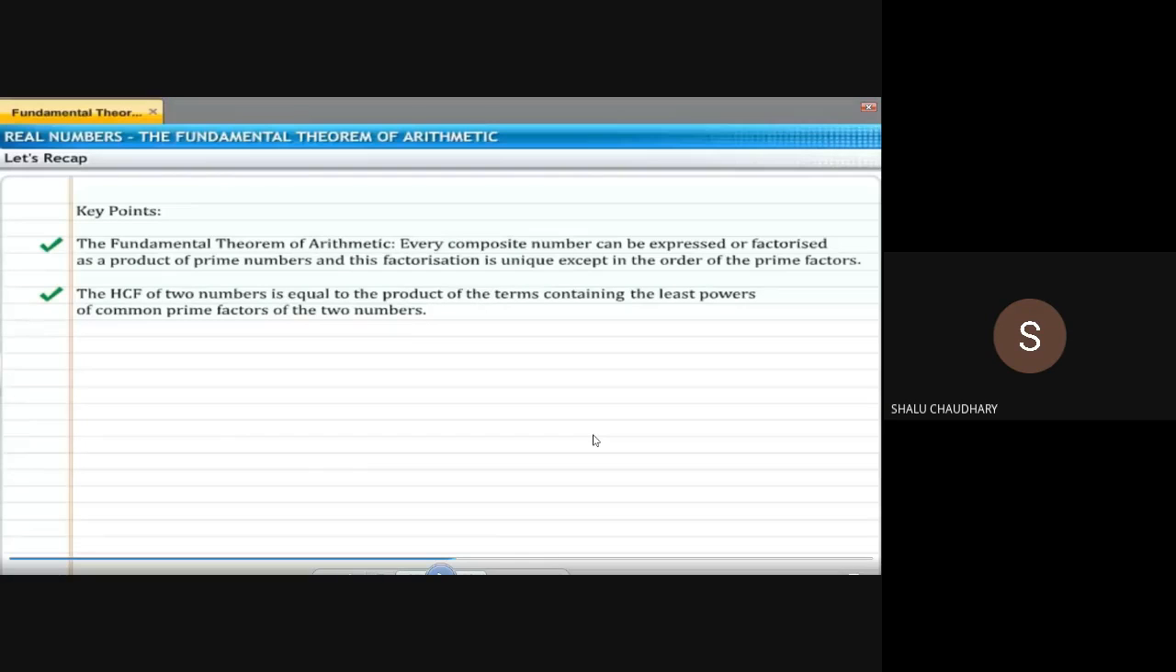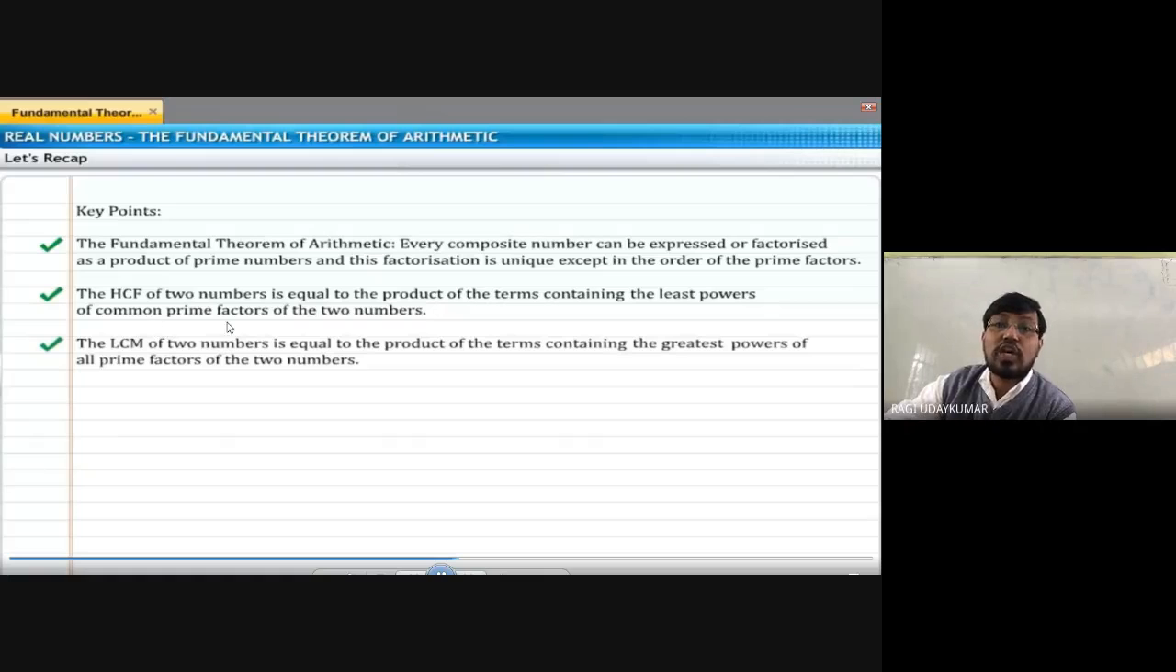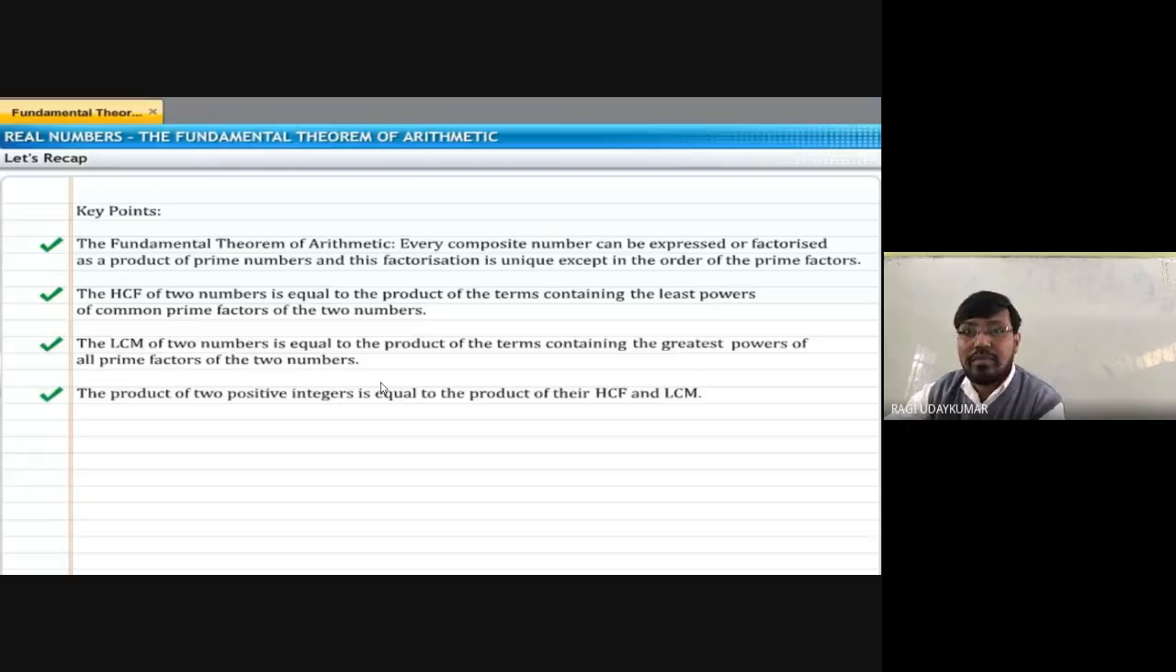Shalu. Yes, sir. Every composite number can be expressed as a product of primes, and this factorization is unique apart from the order in which the prime factors occur. Very good, thank you. So HCF is nothing but the product of the terms containing the least powers of the common prime factors, and LCM is equal to the product of the terms containing the greatest powers of the prime factors of the two numbers. All the prime factors, not only common. Please do remember that.